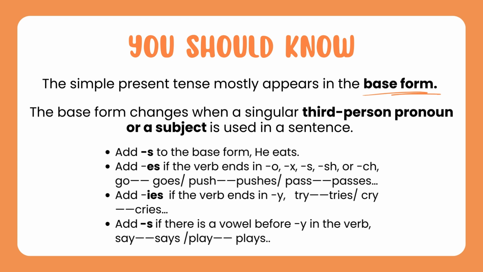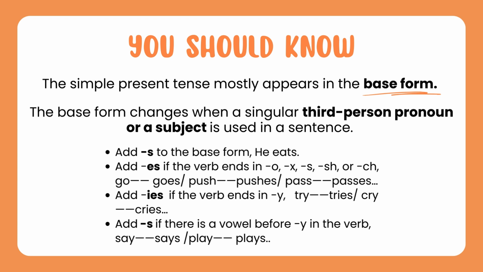And the base form changes when a singular third-person pronoun or a subject, like a name or a noun, is used in a sentence. In this case, we add s to the base form, like he eats or George eats. We add es if the verb ends in o, x, s, sh, or ch, like go changes to goes. Push changes to pushes, and pass to passes.